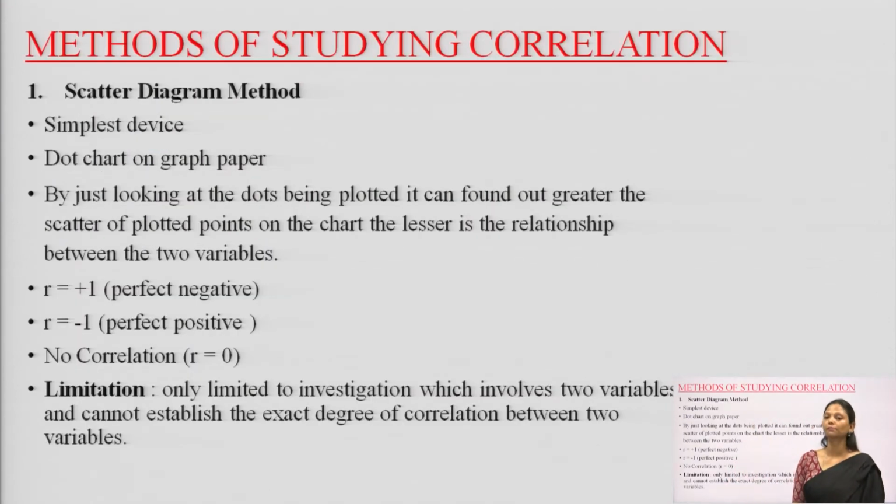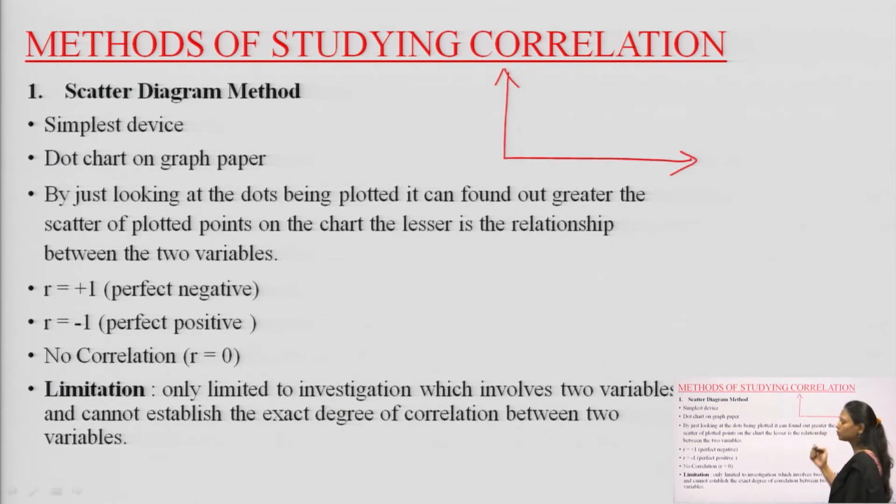The next is the method of studying correlation. One is called the scatter diagram. What is the meaning of scatter diagram? When I am plotting two variables onto my graph, on the x axis and y axis, instead of getting a single line, I get points which scatter in all directions, and I cannot plot a single line.